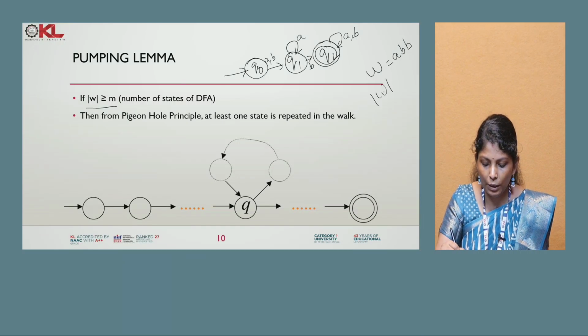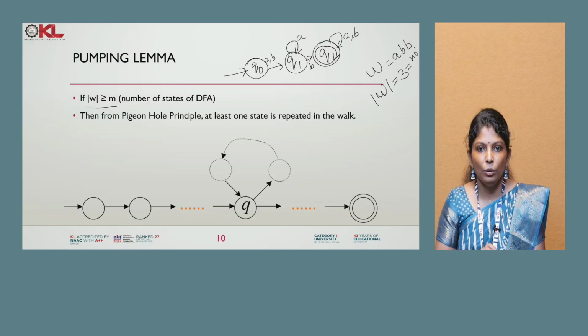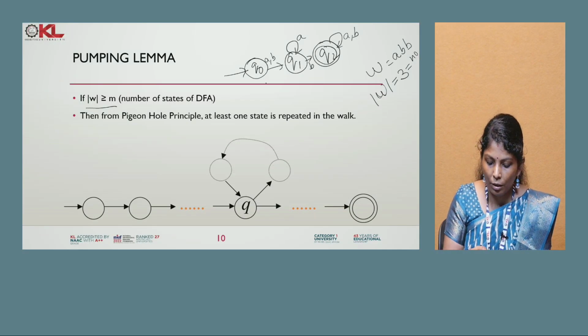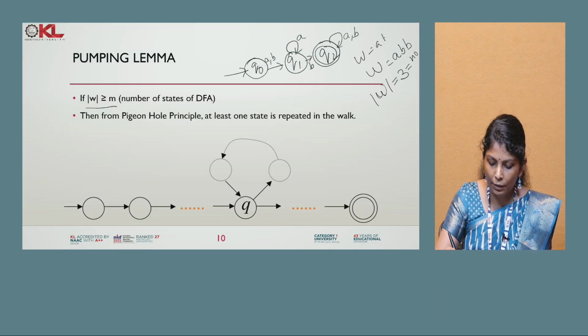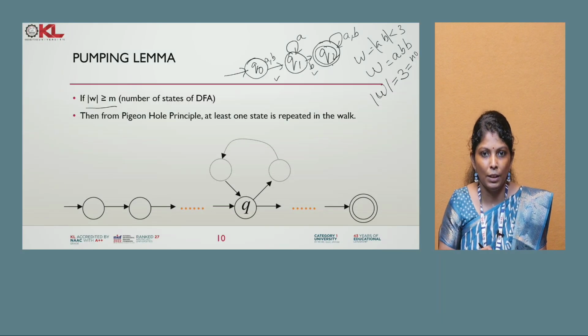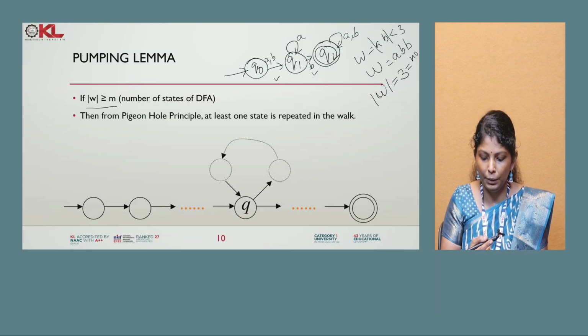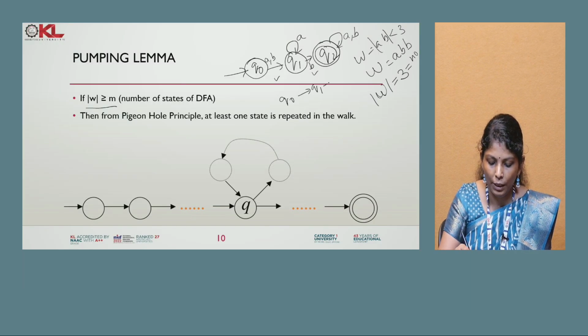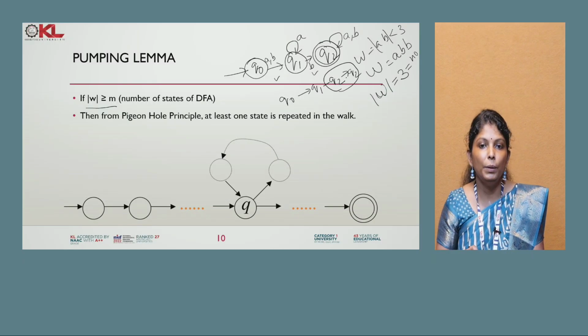So what is the length of W? The length of W is equal to 3. That means it equals the number of states. So in this case, if W is equal to AB, the length is less than 3, the number of states. It will take this transition and this transition, and it will reach the final state. And if it contains one more character, what will happen is that one state will be repeated. Here you can see that Q2 will be repeated. From Q0 to Q1 we move, and from Q2 again to Q2. So here we can see that one of the states will be repeated.